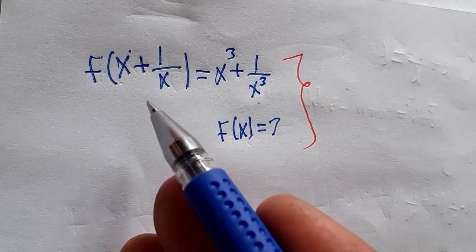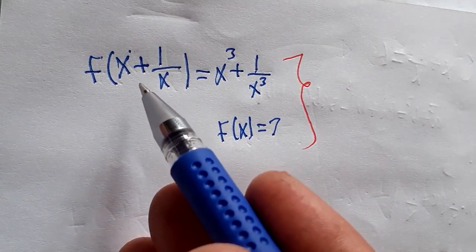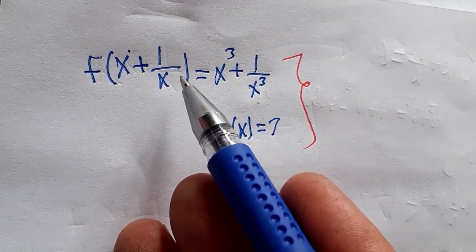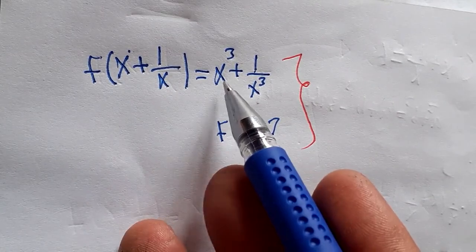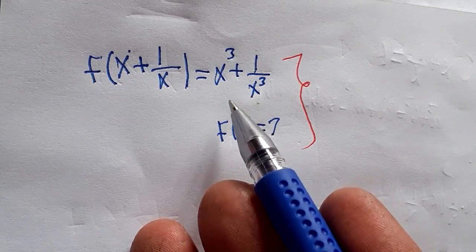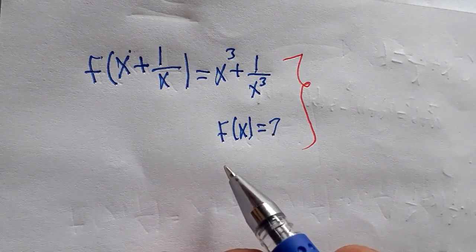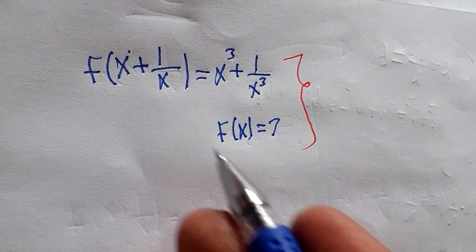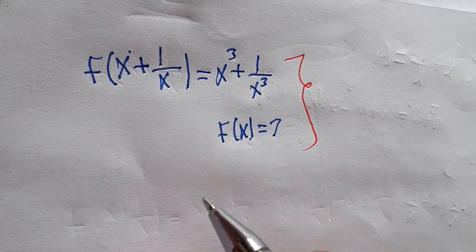In this example the inner function is given. It is x plus 1 over x, and the composite function is also given, x cubed plus 1 over x cubed, and we are asked to find the simple function f of x. Let's solve this problem step by step in 4 easy steps.